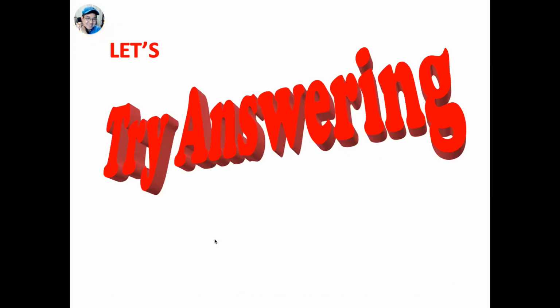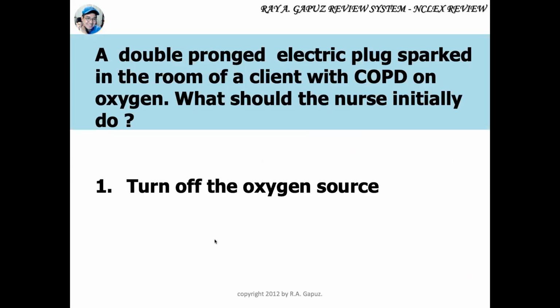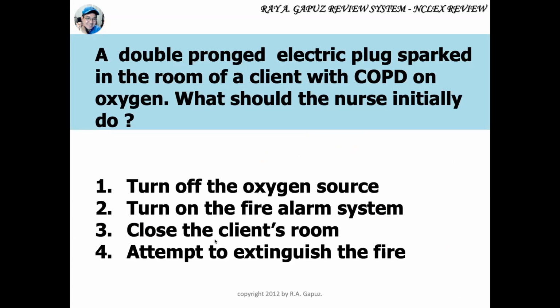So here, let's try answering. A double-pronged electric plug sparked in the room of a client with COPD on oxygen. What should the nurse initially do? So again, we do not attempt to turn off the oxygen source because it can cause an explosive-like fire. So we just turn on the fire alarm system. Okay, initially we turn on the fire alarm. Although in your RACE, you rescue the client, at this point, you cannot go near the patient. So you go for the second one, which is to activate the alarm.